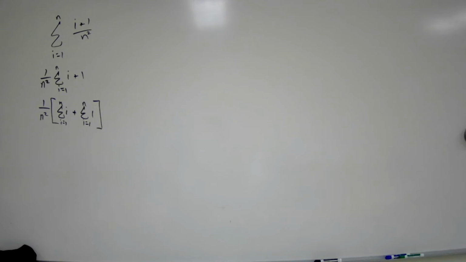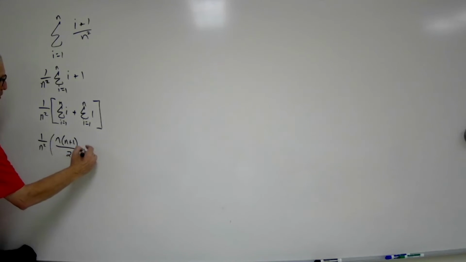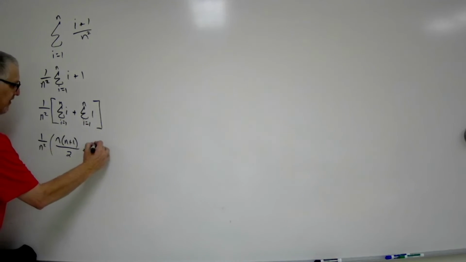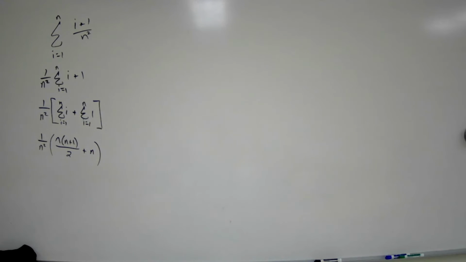All right, from here, I have my 1 over n squared. I have a formula for the sum of i when i equals 1 and is bounded by n. That's going to be n times n plus 1 over 2, plus, well, this is a constant, just becomes n. That's where those formulas were that I gave you. Now I have everything in terms of n. And now we simplify.